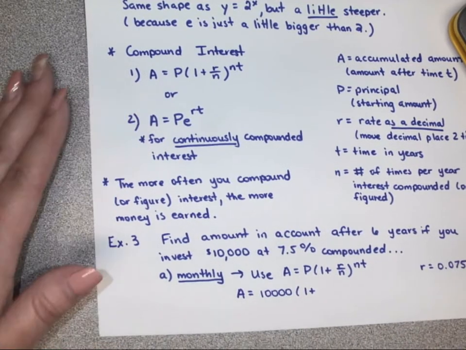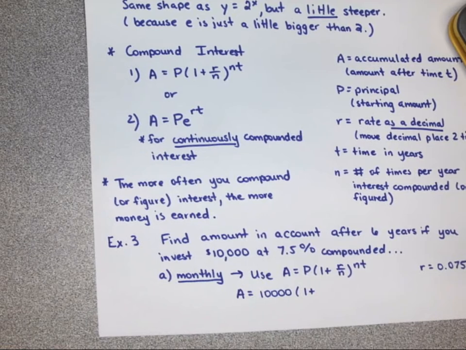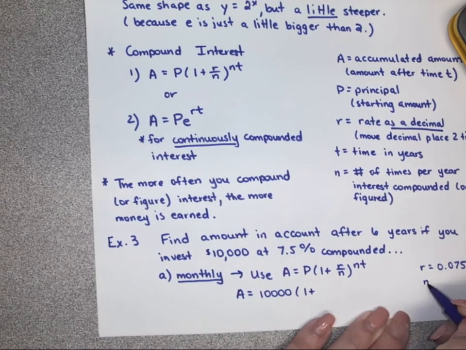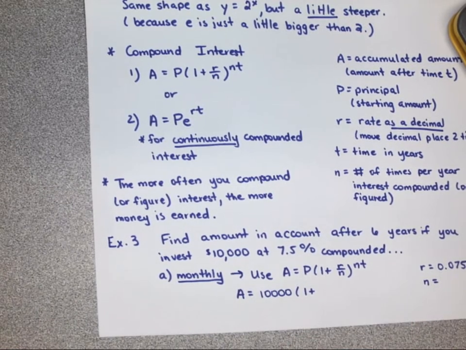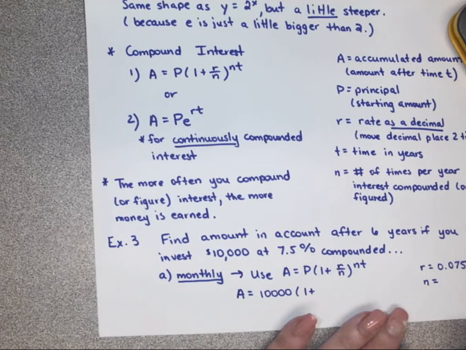0.075, okay? If you put 7.5, that means 750% interest. So remember, you have to move the decimal place how many times? 2, okay? While we're here, let's go ahead and figure out what N is. N is always how many times a year we're compounding, right? Well, if we're compounding monthly, how many months are in a year? 12, so N is just going to be 12.